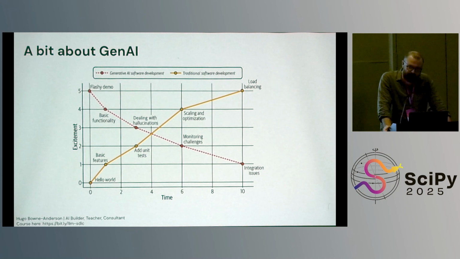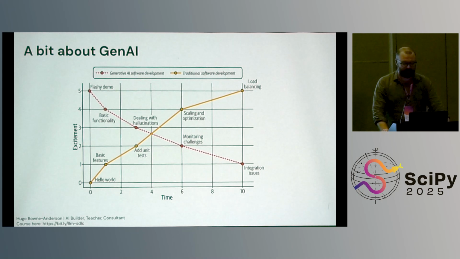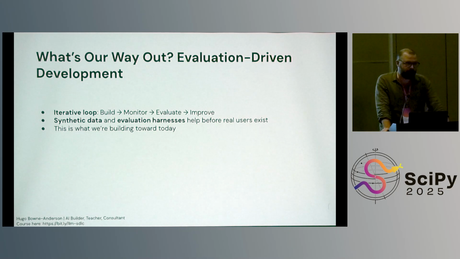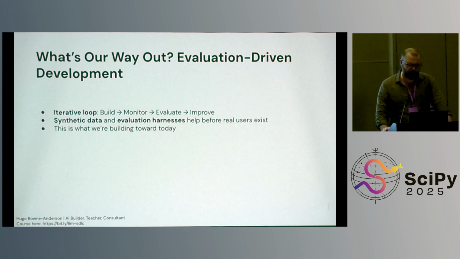Now, one of the big challenges is that's the hard work, right? But as we know, in Python land and in science land, sometimes you've got to do things the hard way. So what is our way out? You may have heard the term evals float around, which is how to evaluate your AI-powered applications. I prefer the term making sure your product does what you think it does, but evals will probably do all right for the time being. And what you really want to do is have a quick, rapid iterative loop of building, monitoring, evaluating, and improving.